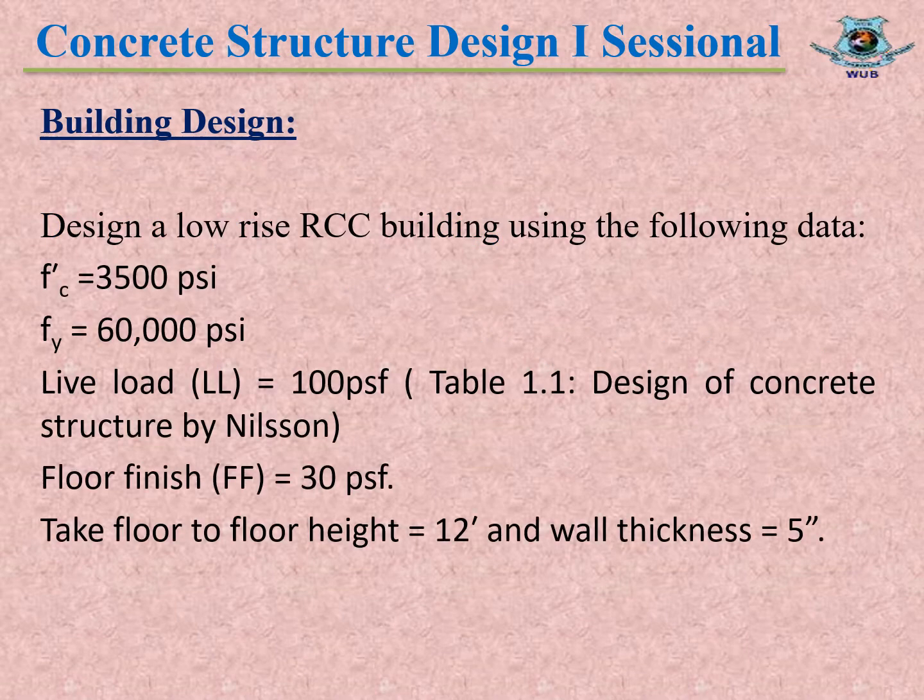Building design. To design the building, we will go through the following data. Compressive strength of concrete, f'c equal to 35,000 psi. Yielding strength of steel, fy equal to 60,000 psi. Live load equal to 100 psf. It will be found in table 1.1, Design of Concrete Structure by Nilson sir. This book has been uploaded in e-learning. Floor finish equal to 30 psf. Take floor to floor height equal to 12 feet and wall thickness equal to 5 inch.